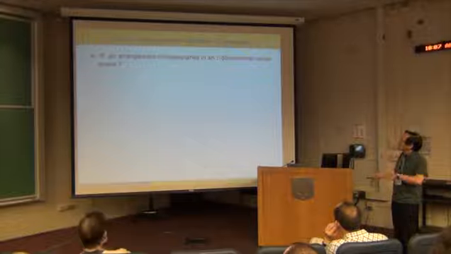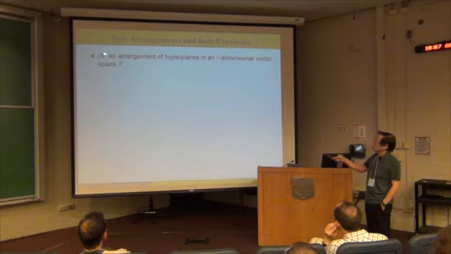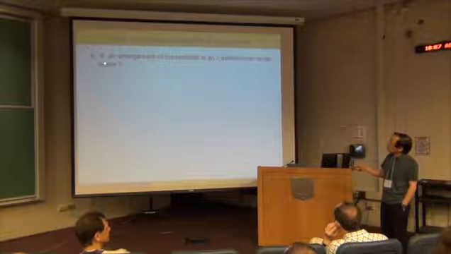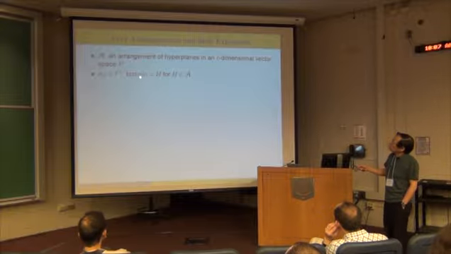You can forget Weyl arrangement for a moment, and we just consider the general arrangement of hyperplanes in an L-dimensional vector space V. We assume that all hyperplanes go through the origin of V, so sometimes it's called a central arrangement. We use this notation.